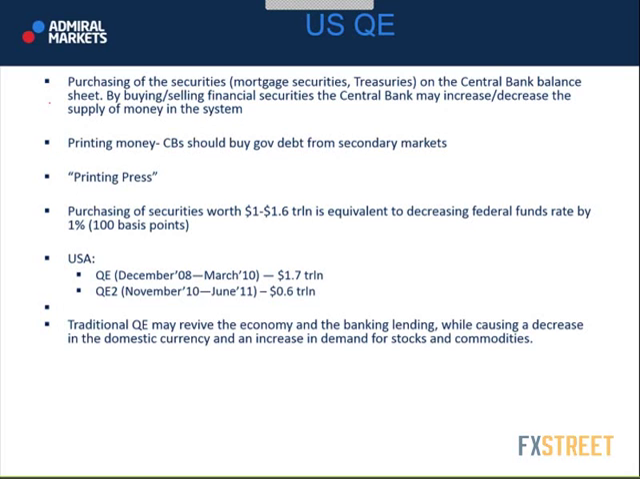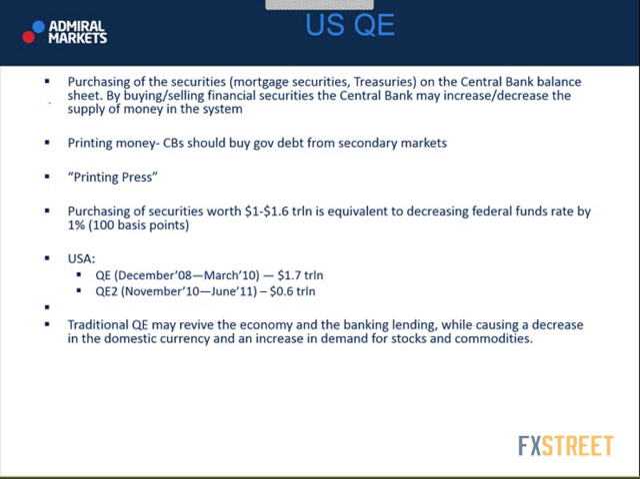So purchase of the securities on the central bank balance sheet is QE. By buying or selling financial securities, the central bank may increase or decrease the supply of money in the system. It's quantitative easing. Printing money is another name for quantitative easing.